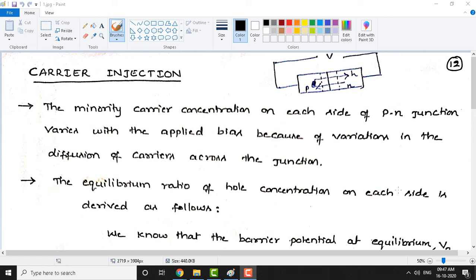Today I will be covering an important topic called carrier injection. Anybody is aware of what we mean by carrier injection? What do we mean by carrier injection? As I mentioned, this topic is important to understand the next topic, which is reverse bias.